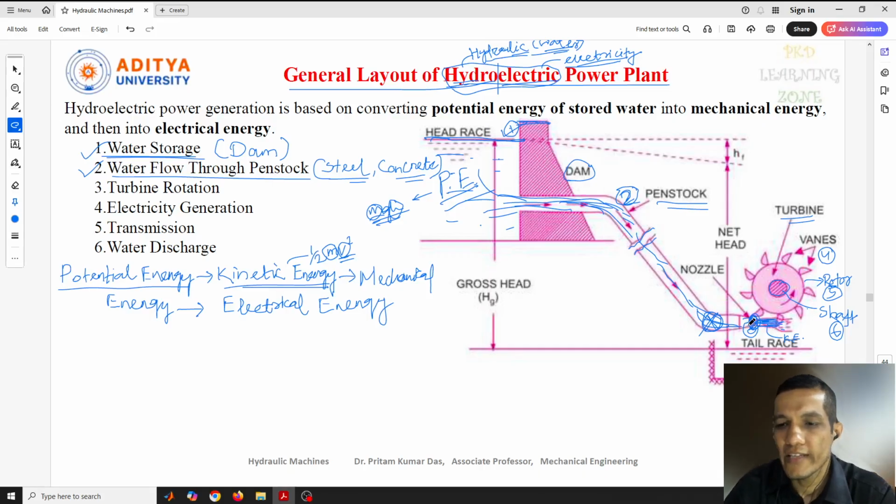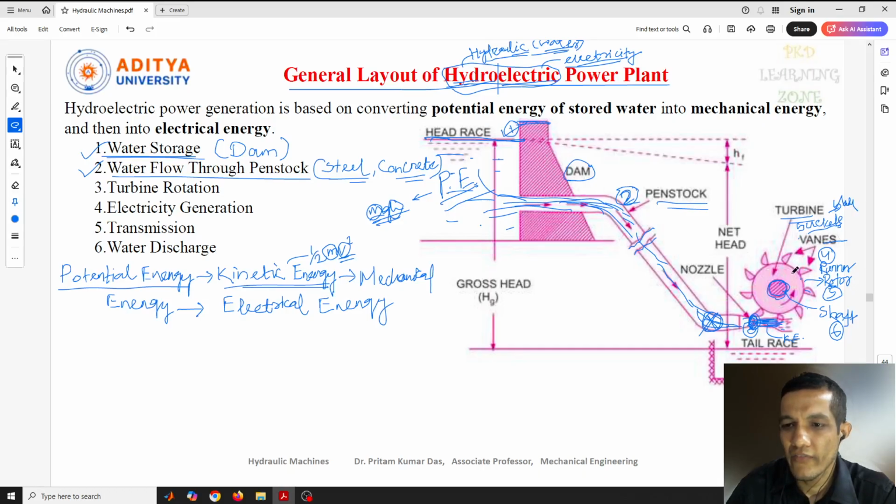Now when it is coming out through this nozzle, it is going to strike this turbine. In the turbine, a few terminologies are there. As I told you, this is the shaft, and on the shaft this rotor is connected, or we can say this is a runner also. We call it a runner or rotor. And these are called buckets or vanes, or we can call them blades also.